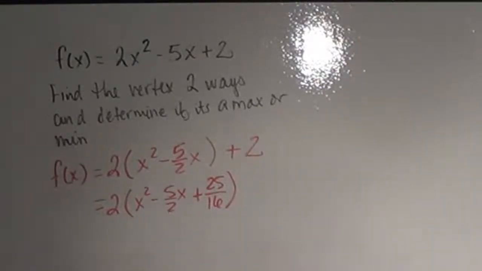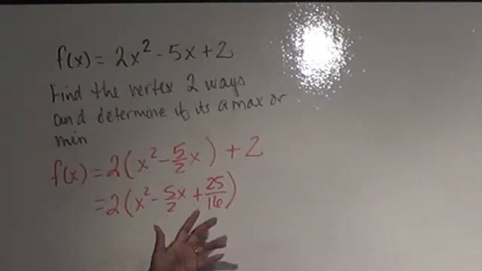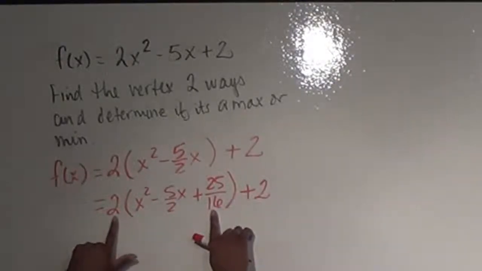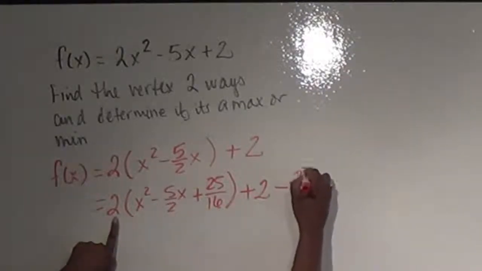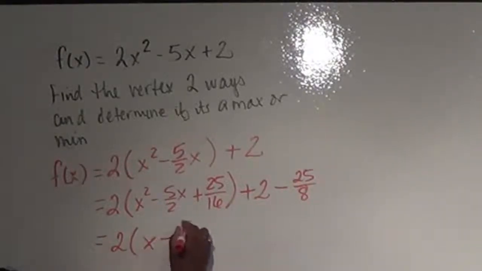Okay. Because it's equality here, whatever I do here, I need to make sure that I equal it out. So this plus 2 stays, but then I'm going to have to do the opposite of 2 times 25/16, which we can multiply out to get 25 over 8. We'll make it negative so that it cancels out and I have not changed the problem. From there we can rewrite. So now we've got our perfect trinomial, which we can rewrite as a binomial squared.